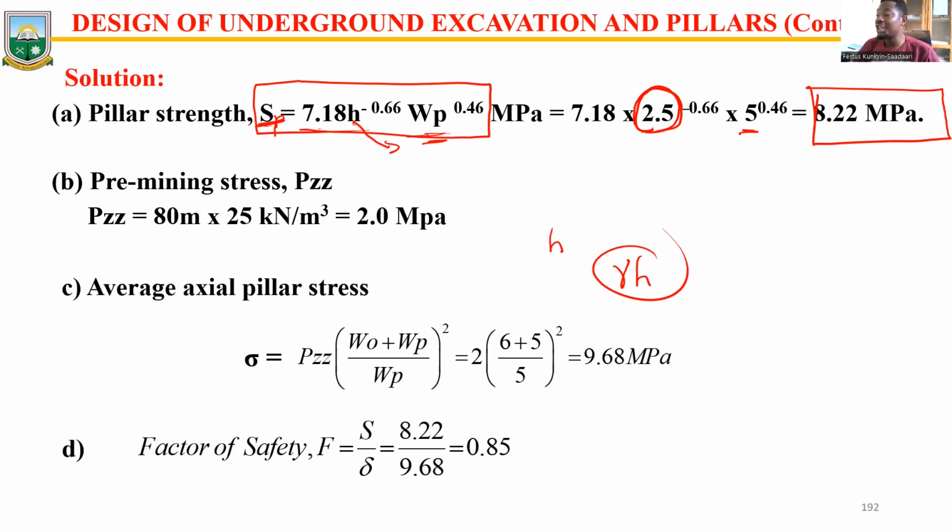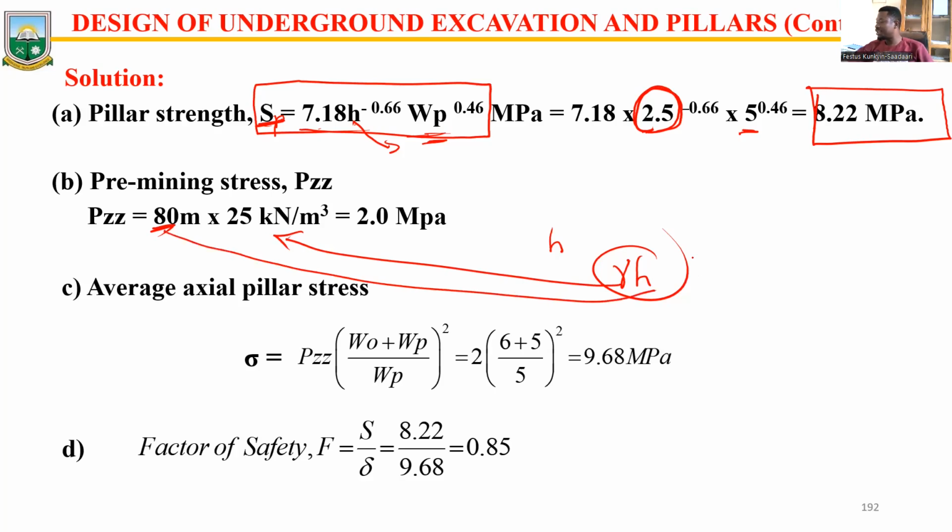Then now you go in for your pre-mining stresses. This is where you make use of your 80 and then your unit weight of the substance. And this 80 here is representing this H, which we usually will represent by Z. And so you have your pre-mining stresses to be 2 megapascals.